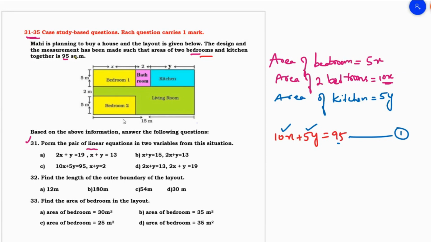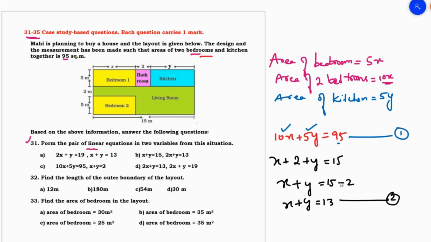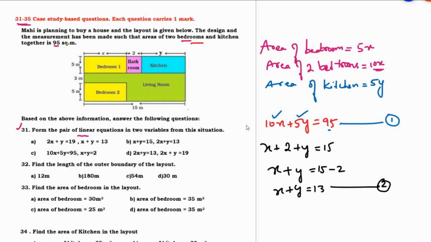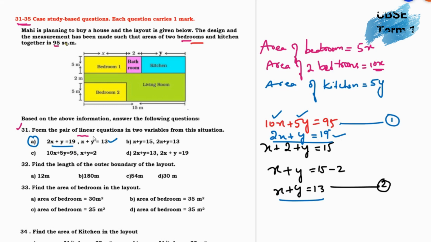The length in the question is given as 15 meters and the other side of the length is given as x plus 2 plus y. So I will write x plus 2 plus y is equal to 15, because in a rectangle opposite sides are equal. So x plus y is equal to 15 minus 2, which is 13. This is the second equation. The simplified form of the first equation is 2x plus y is equal to 19. So the pair of linear equations is 2x plus y is equal to 19 and x plus y is equal to 13. So for the 31st question, option A is the correct answer.